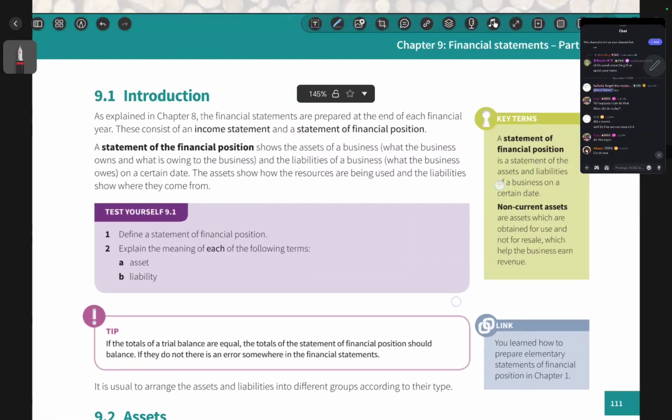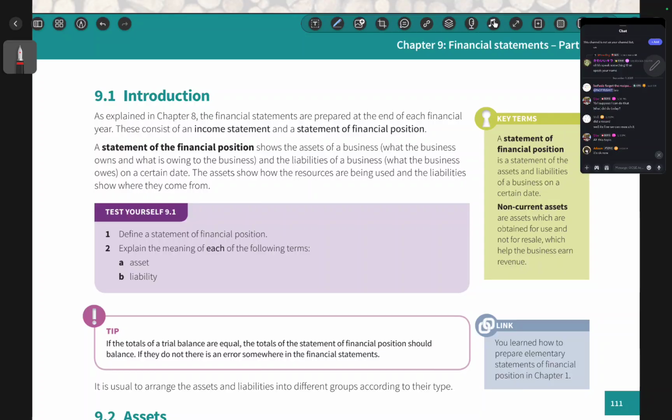Anyway, introduction. A statement of financial position is a statement of the assets and liabilities of a business on a certain date. Now, there are a few new fancy words. There's non-current assets. Non-current assets means assets which are not current. I'm a genius. They are assets which are obtained for use and not for resale.